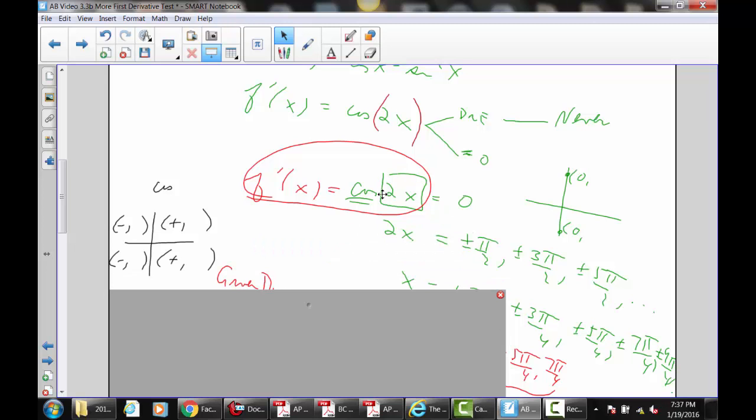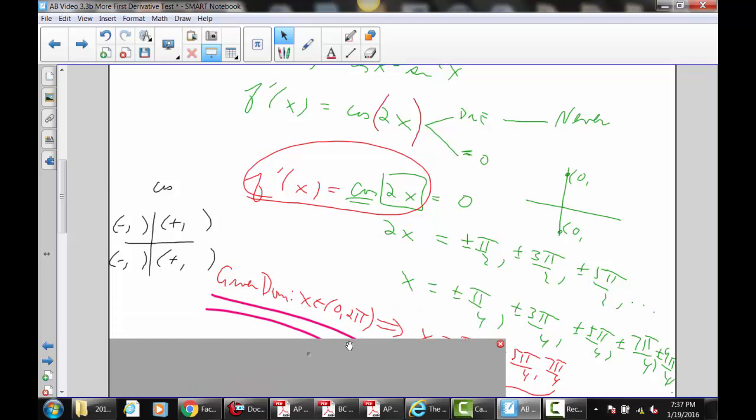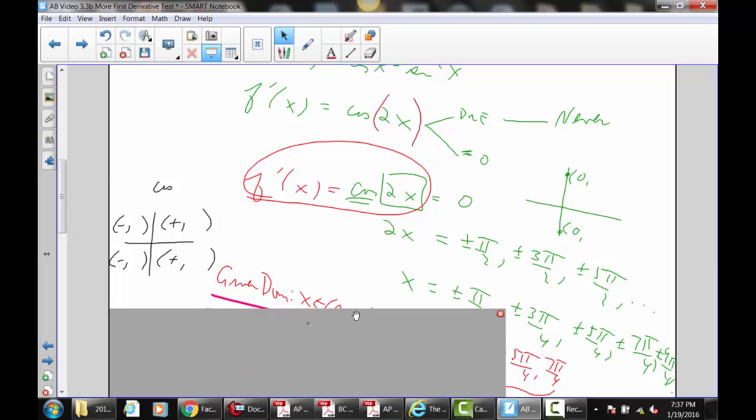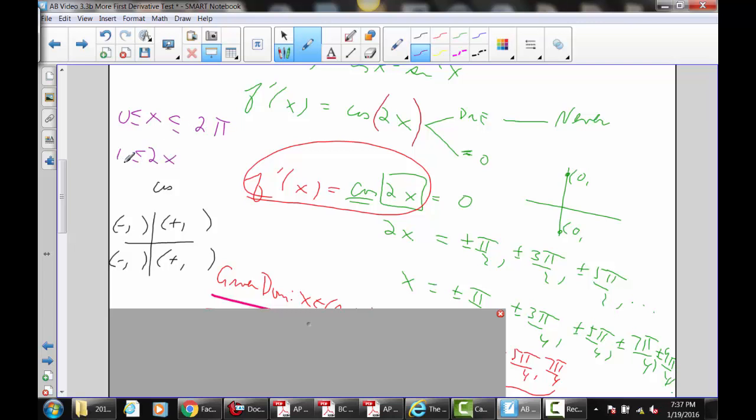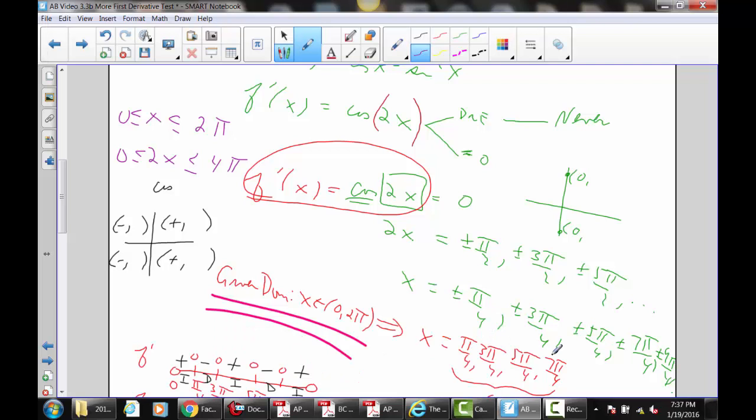Now, this is a double angle, so I have to go twice as far. I don't think I wrote that anywhere, but let me add this in on the side here, and I'll do it in purple. Since they want x to be between 0 and 2 pi, that means your 2x would have to go between 0 and 4 pi. So I'm going to have to list enough angles all the way up to 4 pi so that when I divide, I'll get answers that are between 0 and 2 pi.